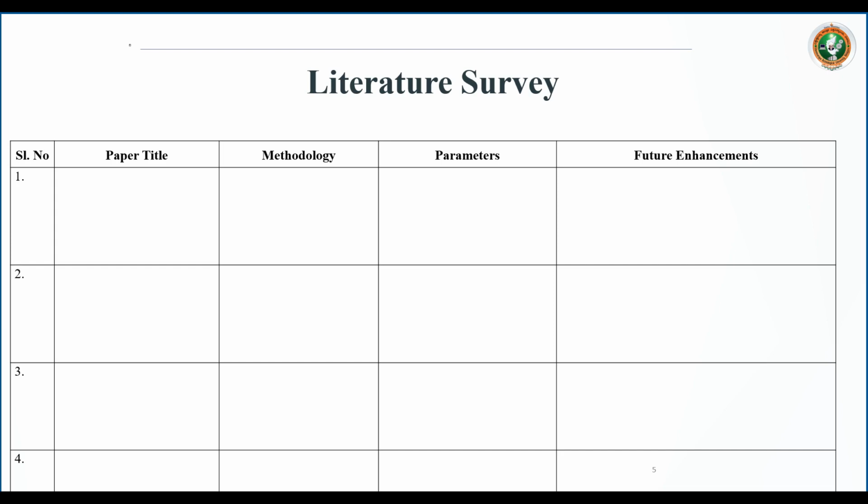The first thing is the serial number. You need to prepare a table format. I prefer to have the table format. You can also put it in a description way, but I feel that it is not a good idea. So I prefer a table format: serial number, paper title, the research topic of that paper, the title of that paper you need to put.